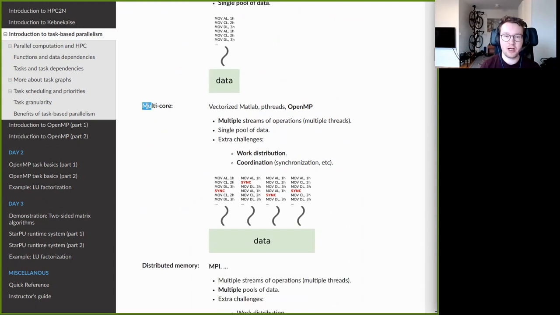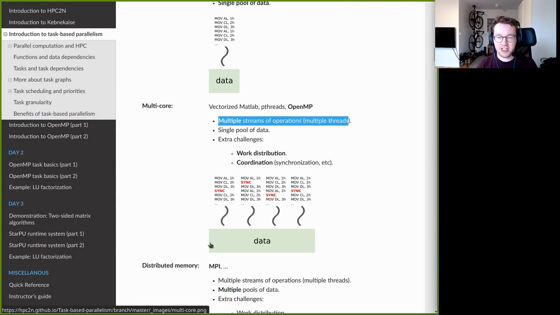Then if you move to an environment where you have several cores, you have to do multi-core programming, which in the simplest case might be vectorized MATLAB code. It could be pthreads or it could be OpenMP, which is something that will be discussed later today. And here the main difference is that you have multiple streams of instructions being executed in parallel, but you still have a single pool of data from which all these instruction streams are pulling information.